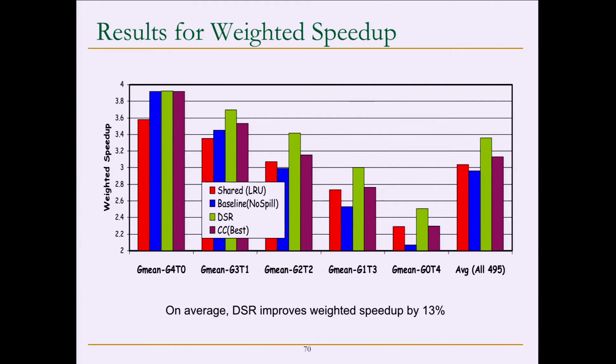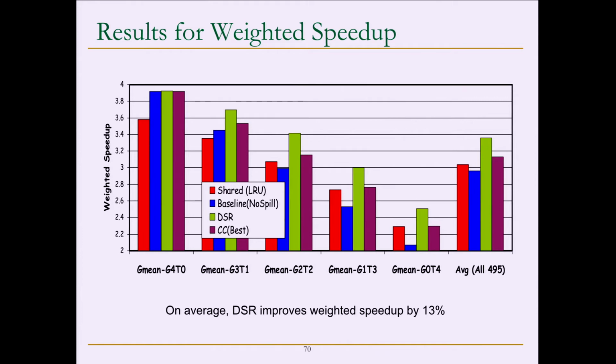So this is LRU. This is some baseline with no spilling. And this is dynamic spill and receive. So you actually improve performance significantly. And this is cooperative cache partitioning, where you both receive and spill. So that's not a good idea. Having a cache as both receiver and spiller is not a good idea.